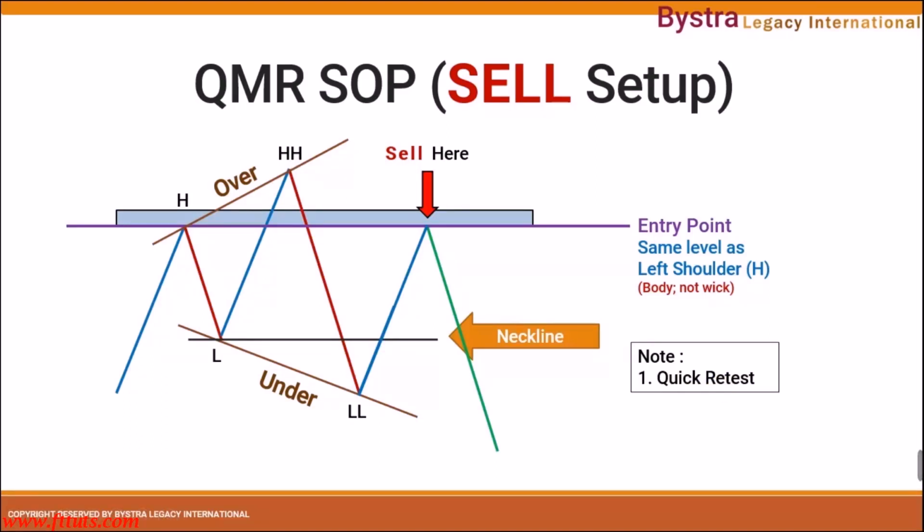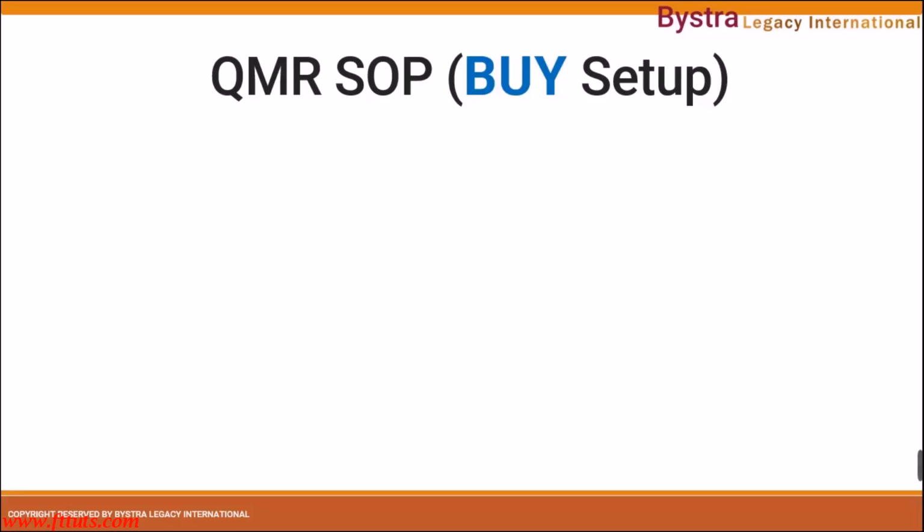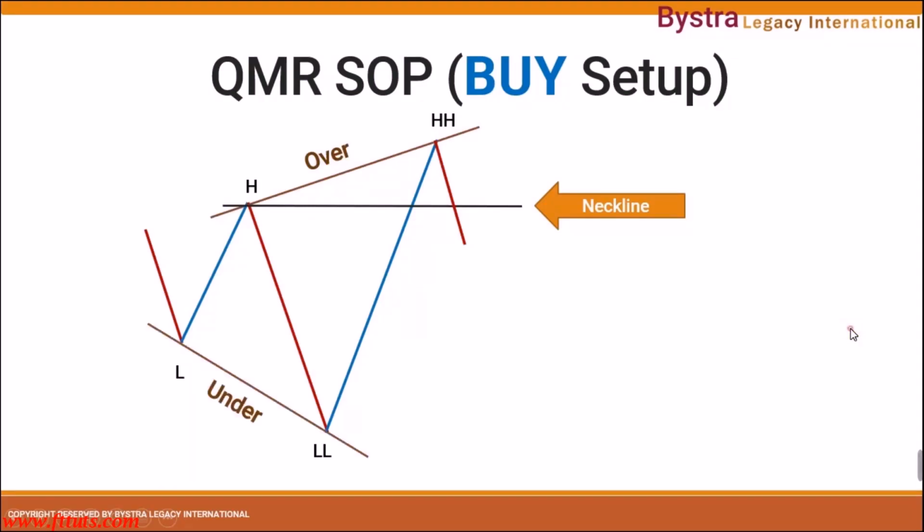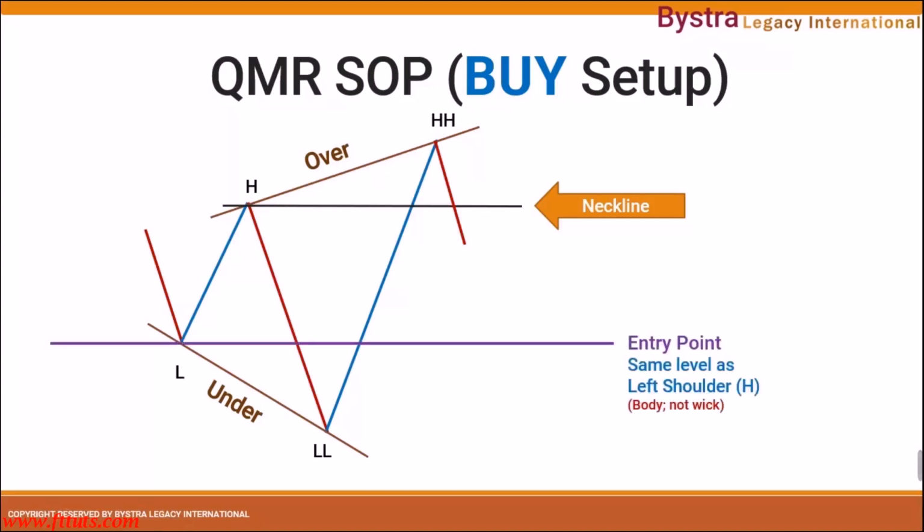Next, let's look at the QMR SOP for a buy setup. Same thing, price will make its pattern. The moment this kind of pattern arises, there's a neckline which it broke. Let's mark the structure again. We have the low, high, lower low, and higher high, and we have the over and under. So this is what we call a QM pattern.